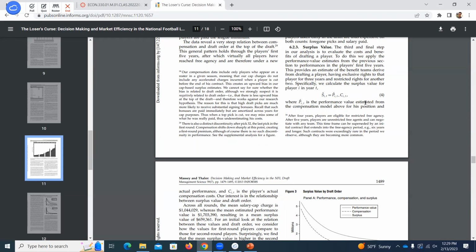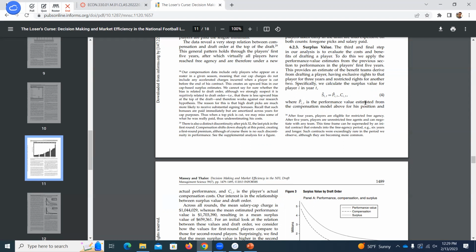If I take a pick someone halfway through the first round, I'm not going to have to pay them nearly as much. Their actual compensation is going to be low. However, their predicted compensation, they might still be a really high quality player. It's just they weren't drafted in the top 10. They weren't one of the first 3 picks. And so I can get away with paying them a lot less. Okay.